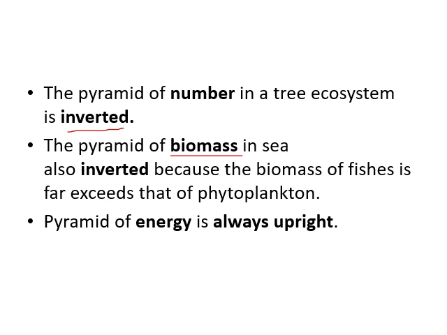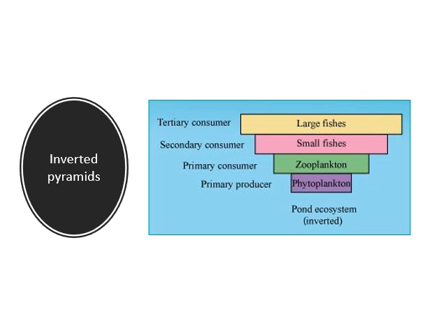Why is the pyramid of biomass of an aquatic ecosystem inverted? Because the biomass of fishes far exceeds the biomass of phytoplanktons. We will be discussing this in the next slide. And the pyramid of energy is always upright because of the 10% law that we discussed in the beginning. Since only 10% of energy is passed on from a lower trophic level to a higher trophic level, the pyramid of energy is always upright. Now let us see this inverted pyramid.